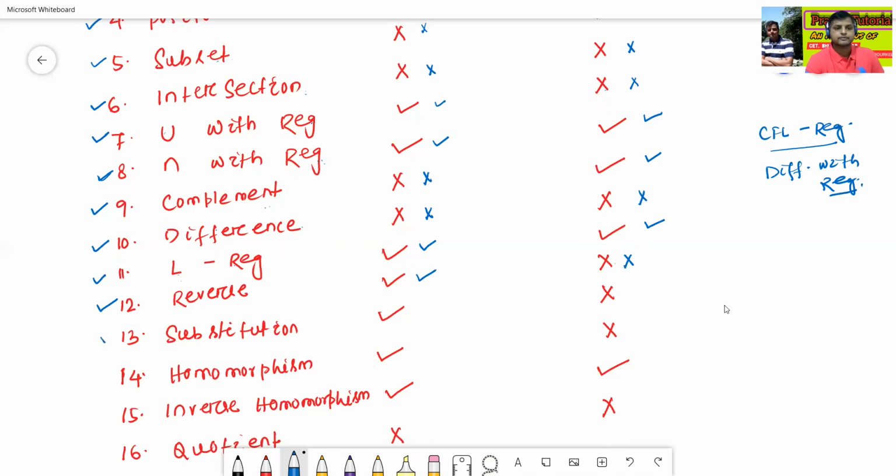Then the next one is the substitution operation. Substitution is closed under CFL and is not closed under DCFL. Then homomorphism. Homomorphism is closed under CFL and is not closed under DCFL. Then inverse homomorphism. Inverse homomorphism is closed under CFL and is also closed under DCFL.